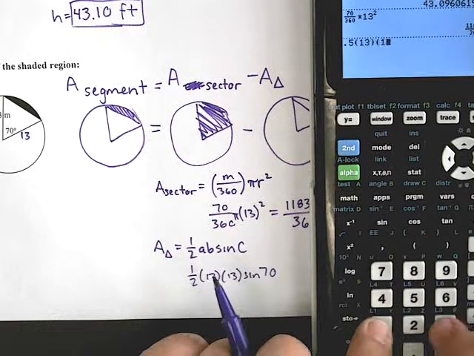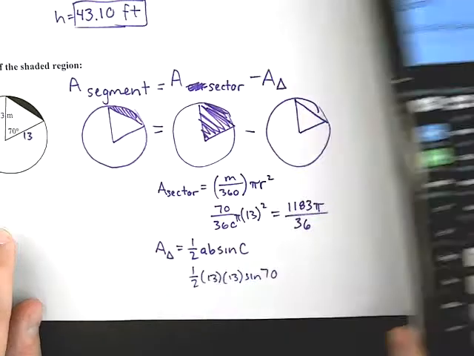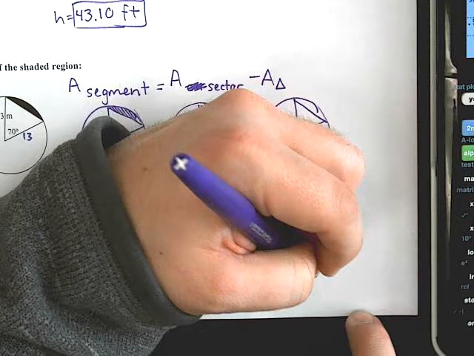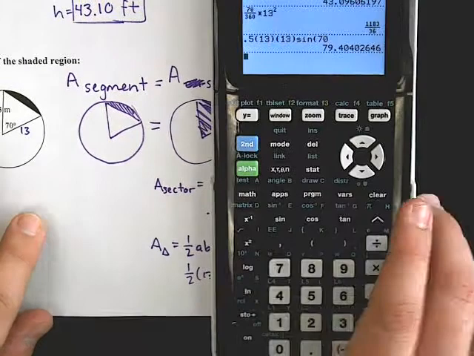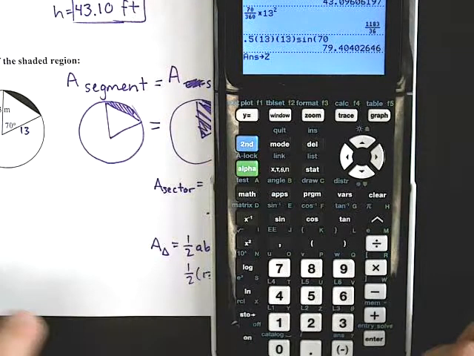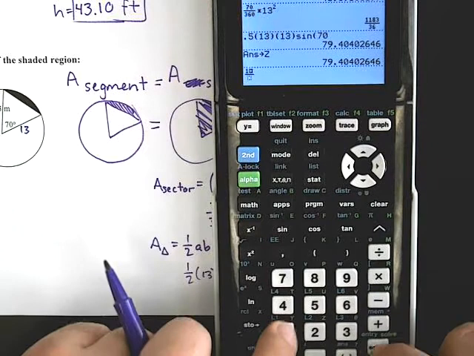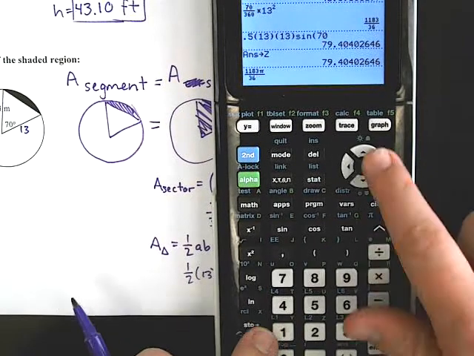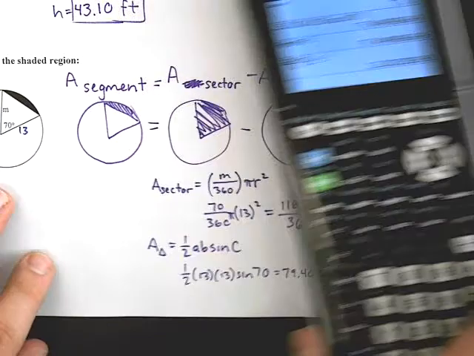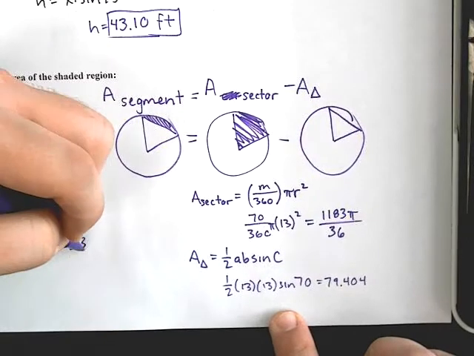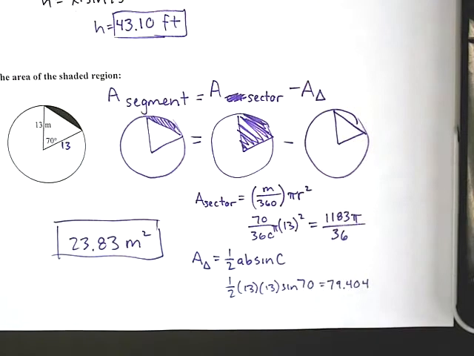0.5 times 13 times 13 sine 70. And we get 79.404, whatever. Here's the deal. Remember, I don't like to round until the very end. So remember, what you can always do is you can store this value. I'm going to store it as letter Z, because now I can go ahead and say 1183 pi over 36 minus Z. I guess I could have just said answer, but whatever. And I get 23.83. So 23.83 meters squared. Okay? Cool.